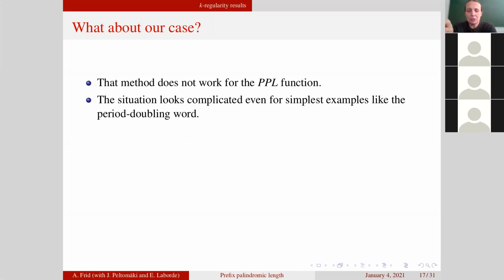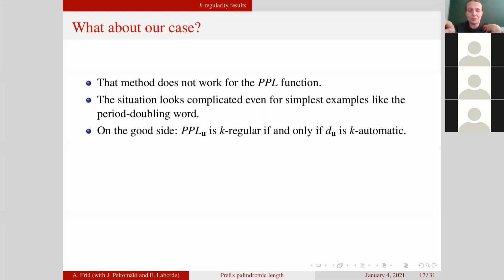The situation looks much more complicated than I could predict a couple of years ago, even for the period doubling word. I mean, for the Thue-Morse word, it was just a result of reasonable complexity. For the period doubling word, I tried to understand something and I failed. And the only thing which is better in all the situation is that we do not really need the definition of a regular sequence, because in fact, the prefix palindromic length is k-regular if and only if its first differences are k-automatic.